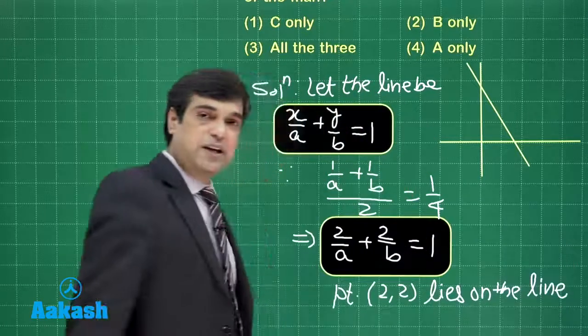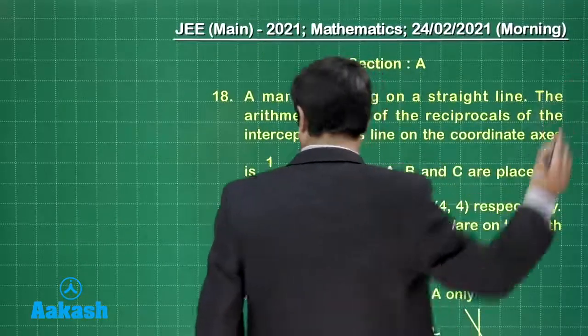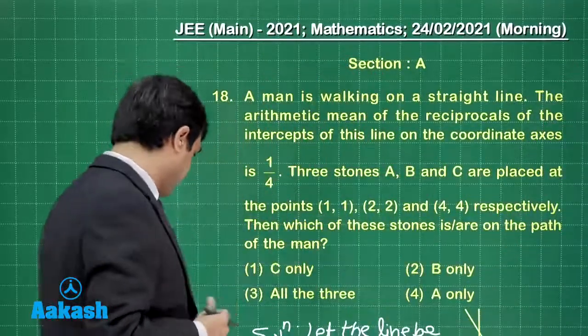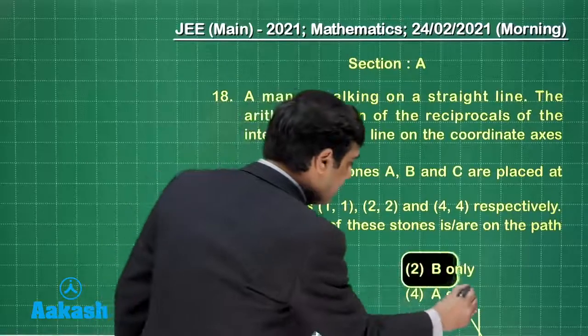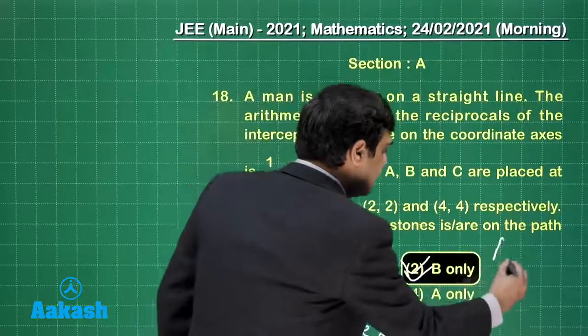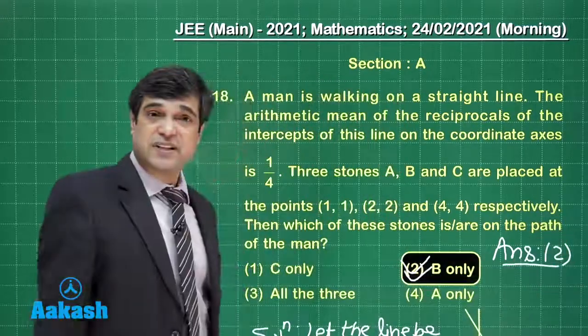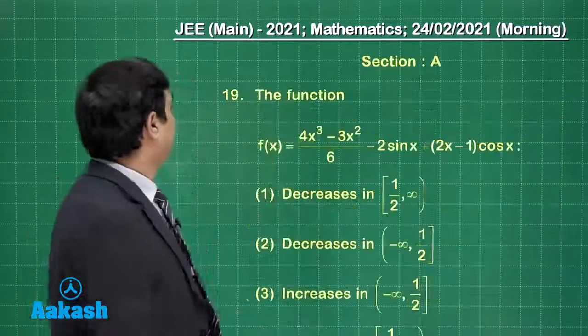From the given 3 points, that is (1, 1), (2, 2), (4, 4), the point (2, 2) is lying on it, which is point B. So the correct answer is B only. A and C are not lying on this line. So the correct answer is option number 2. I'm sure this question is clear. Let's take up the next one.